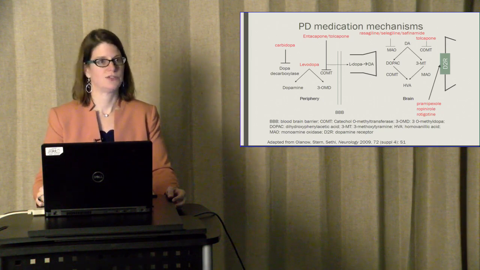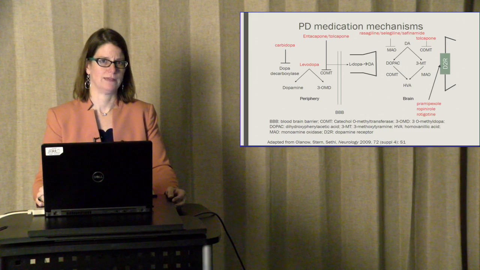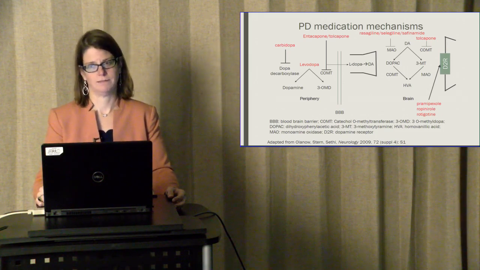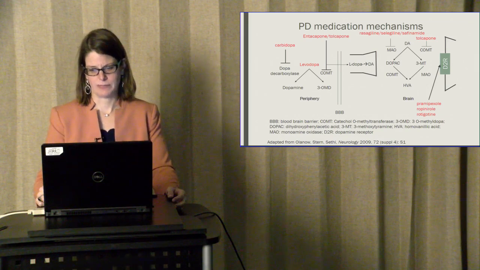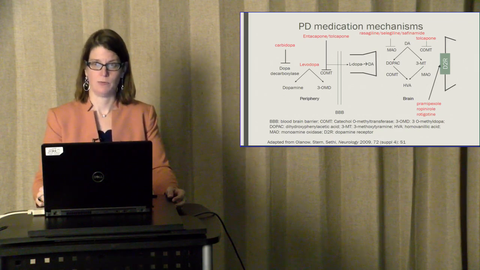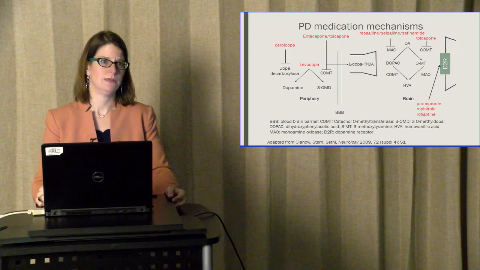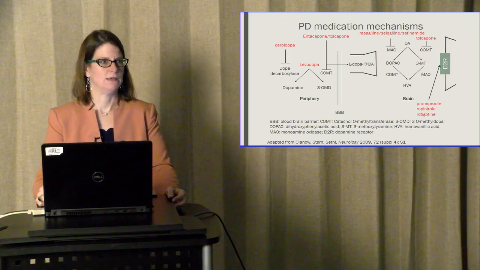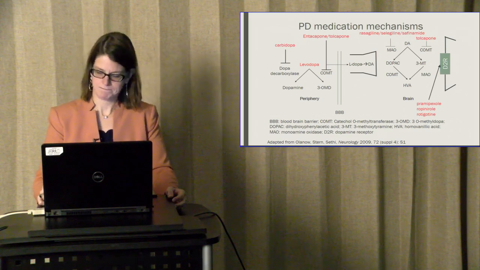So that all leads to more availability of dopamine in the brain to act on that postsynaptic dopamine receptor on the far right, the D2R. And then the pramipexole, rotigotine, and ropinirole act directly on that postsynaptic receptor to cause the effects and make the dopamine receptor think it's got more dopamine.